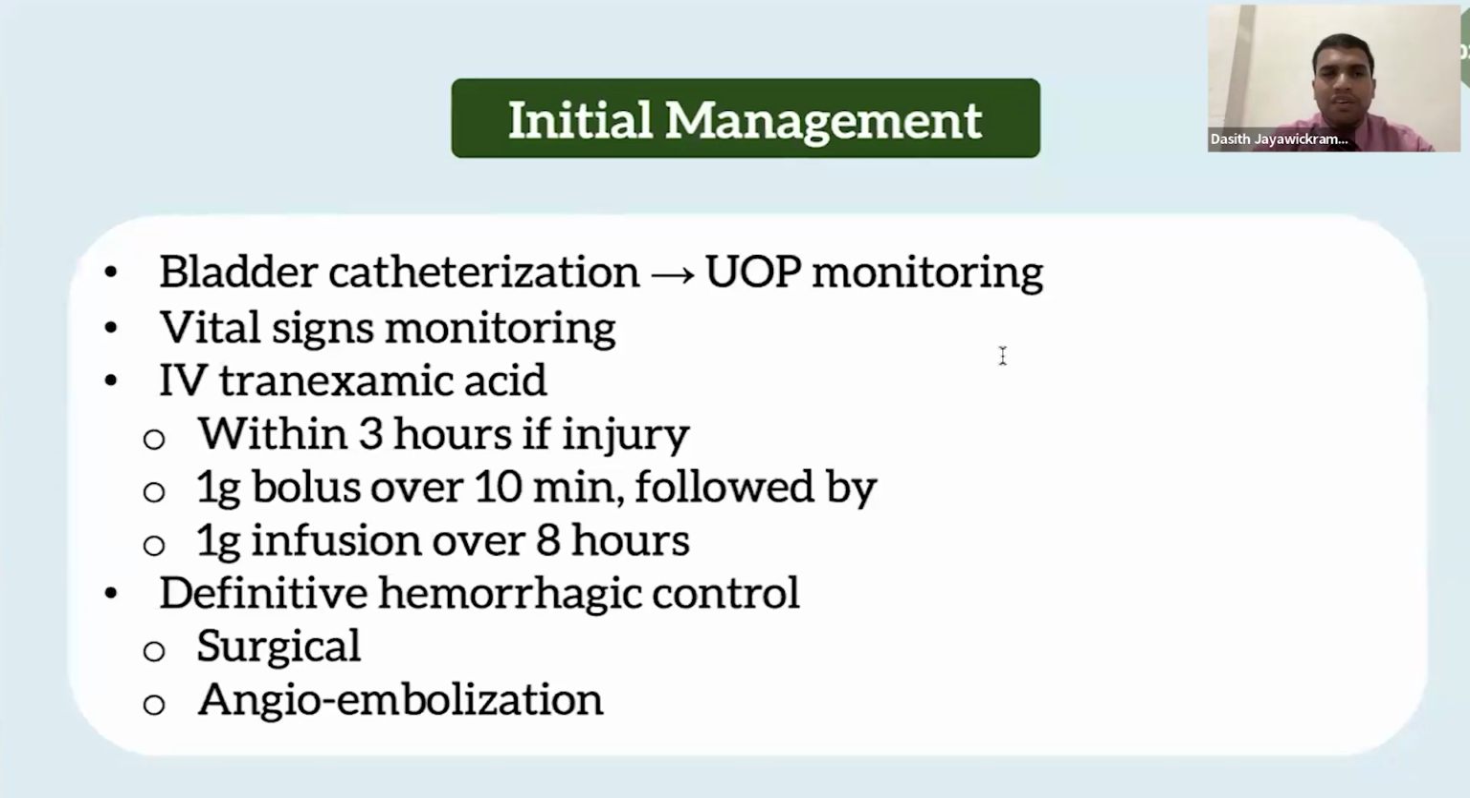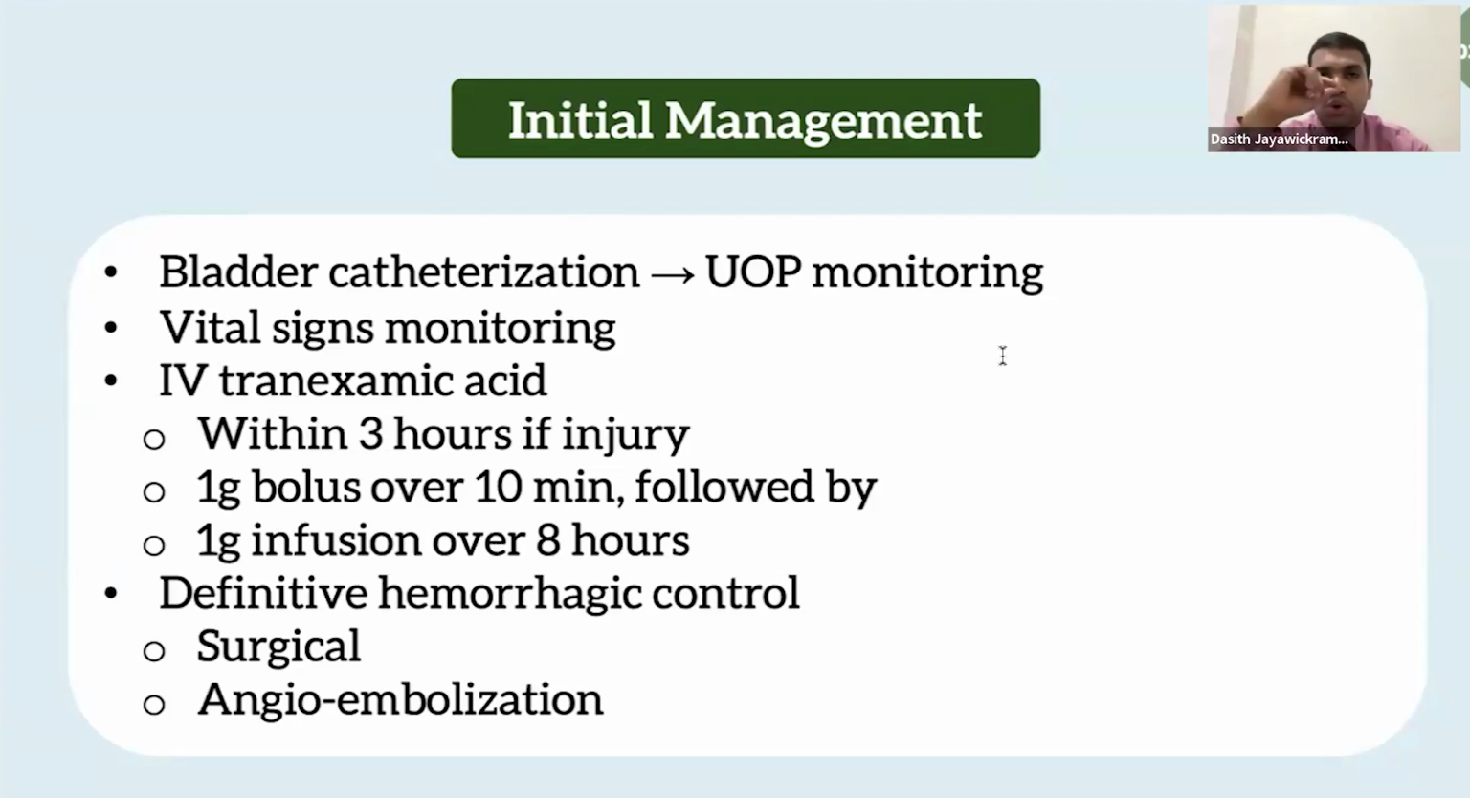We basically make a hole in the pot and we try to fill it with fluid. The fluid will go and dribble down from the hole. So there's no point. We should seal the hole and then pour fluid over. If we just pour fluid, it will just go. So we need to go for definitive hemorrhage control. It could be either surgical intervention or angioembolization.